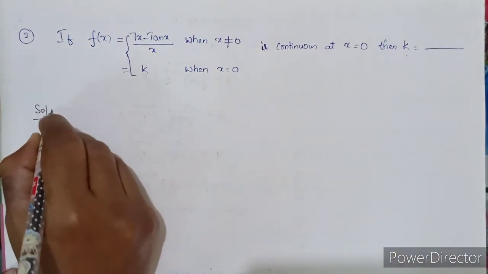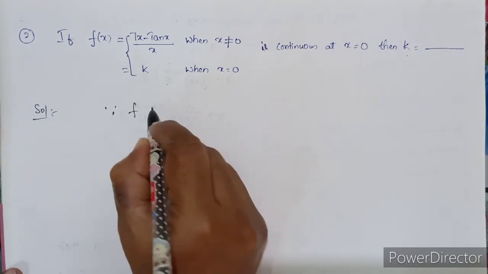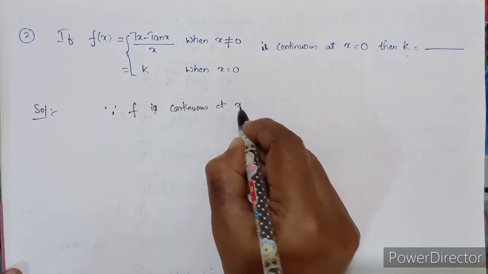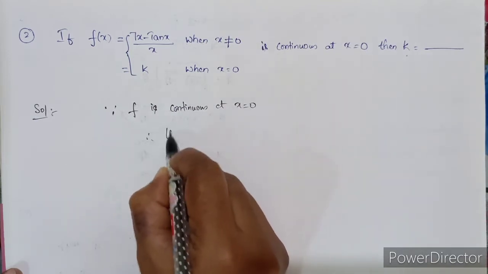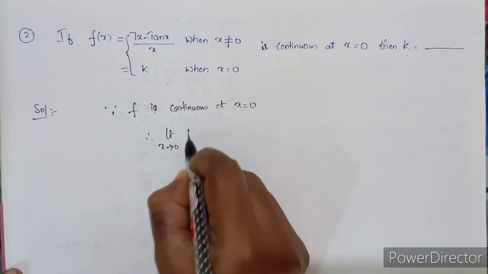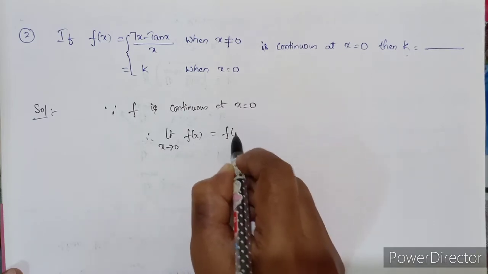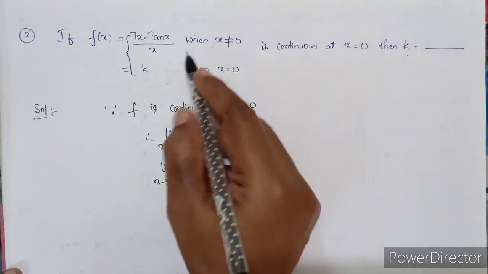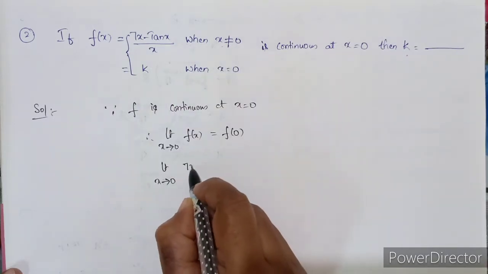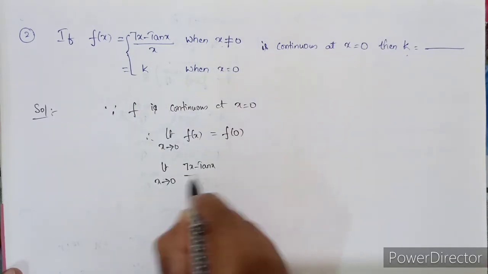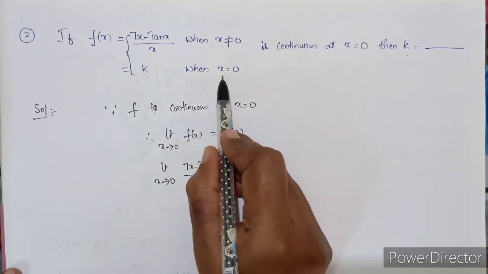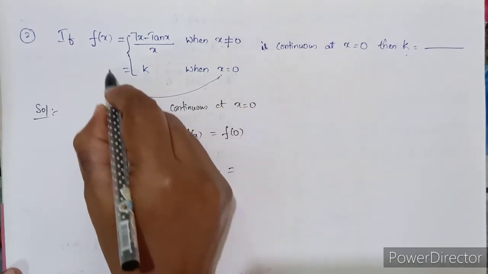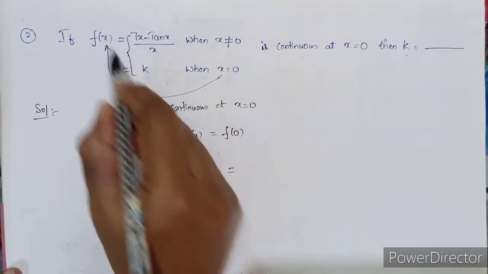In this problem also it is given f is continuous. Since f is continuous at x equal to 0, therefore by definition limit x tends to 0 f of x equal to f of 0. Limit x tends to 0 f of x is, when x not equal to 0, f of x is (7x minus tan x) by x is equal to, and it is given when x equal to 0, f of 0 equal to k. We have to put the value of x equal to 0 in this. Now f of 0 equal to k.